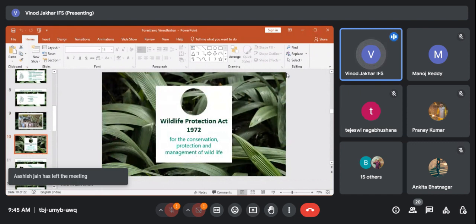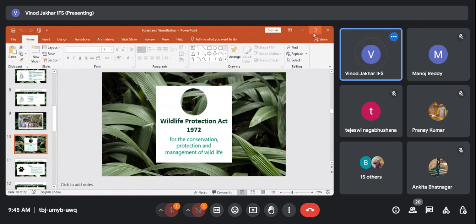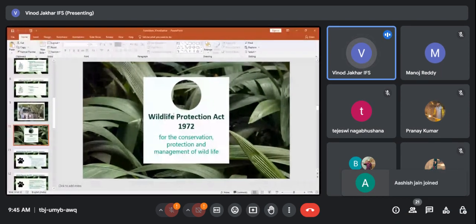So these are the major provisions of the Indian Forest Act. I hope I have covered many sections. If you have doubts, we'll take them at the end. Just keep writing your doubts. We'll take them at the end.